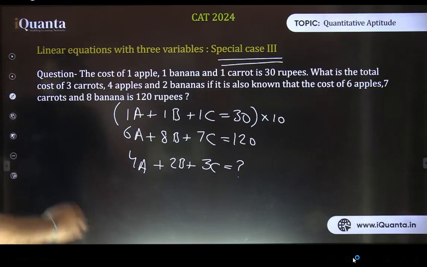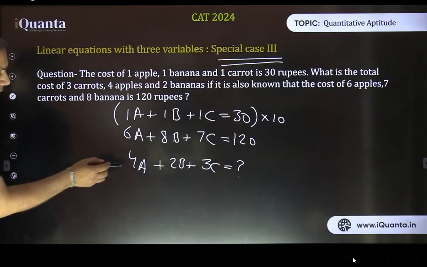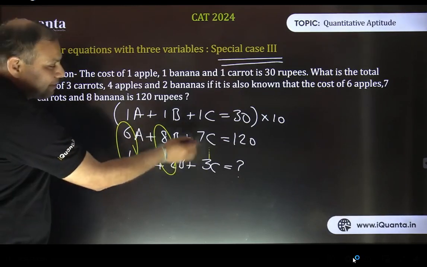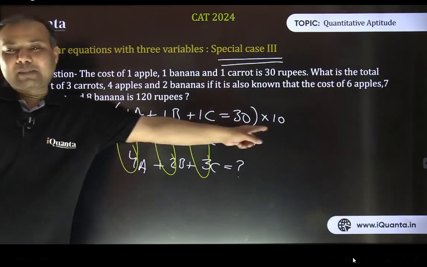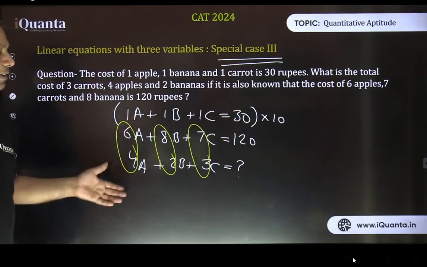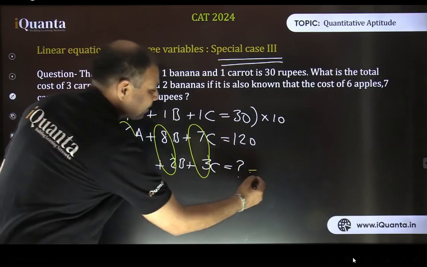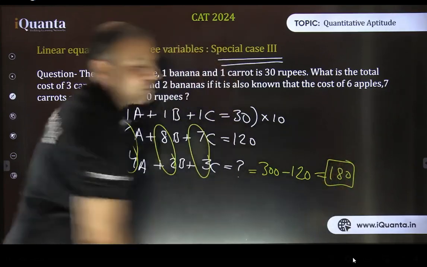See, before that, what can you observe? How do you get to know that you had to multiply by 10? What we can see here is, 6 plus 4 is 10. 8 plus 2 is 10. 7 plus 3 is 10, isn't it? So just make this coefficient 10 by multiplying with 10 and we are done. Right? When we subtract this part from it, we will get our answer. That means 300 minus 120, that is 180, which most of you have got.